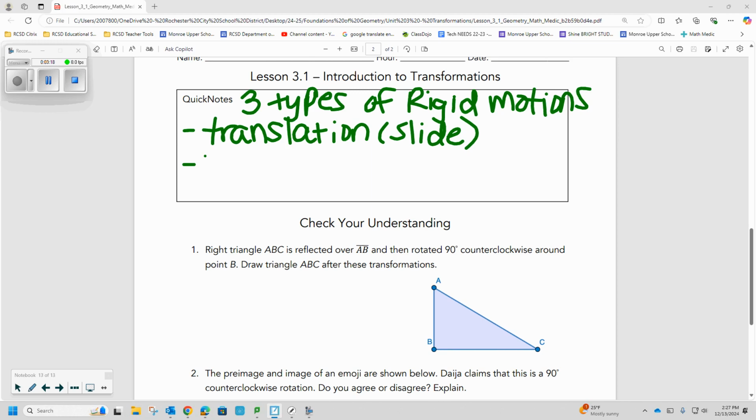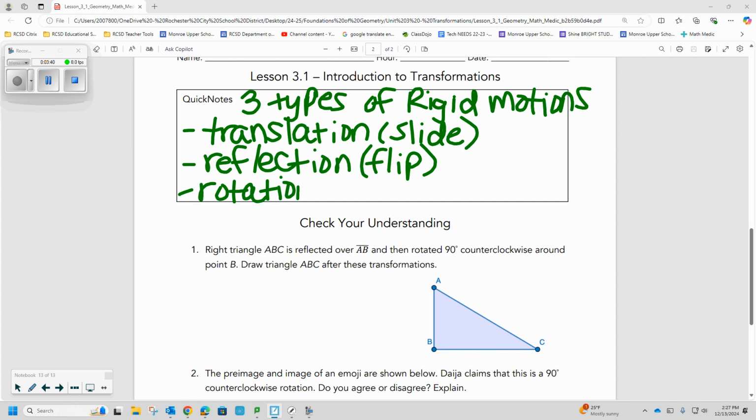The second one is a reflection. Think about when you look in the mirror, right? You see your reflection, but if it's on a 2-dimensional piece of paper, that object just has to flip over some line. And then the third one is a rotation. And that is a turn.